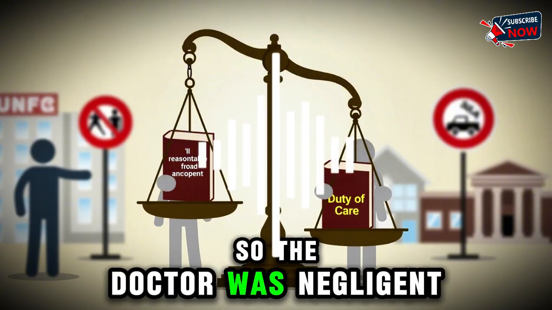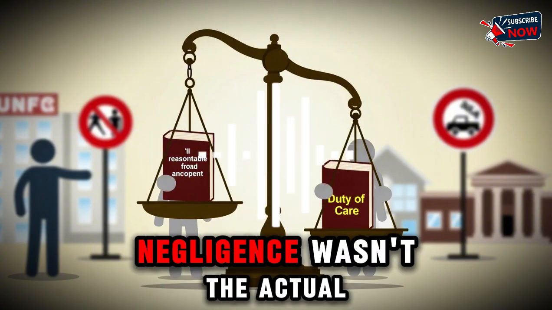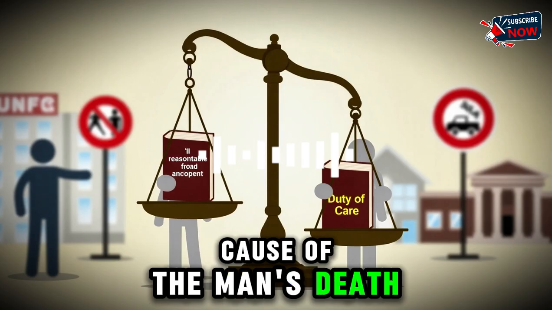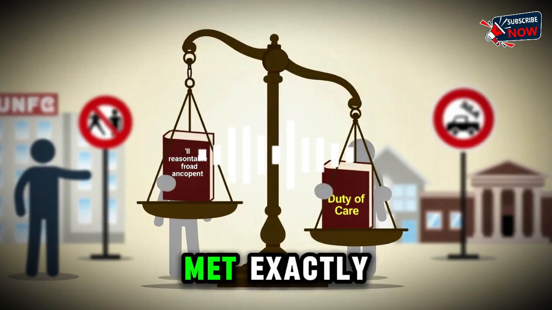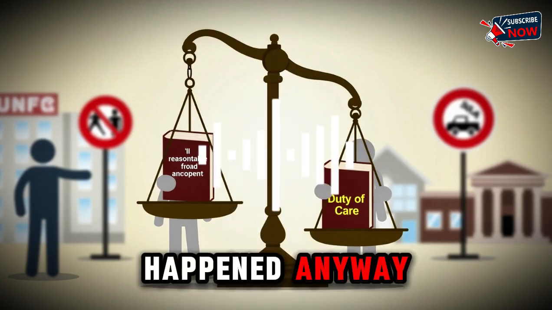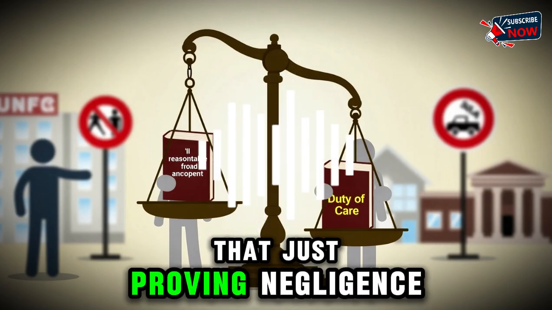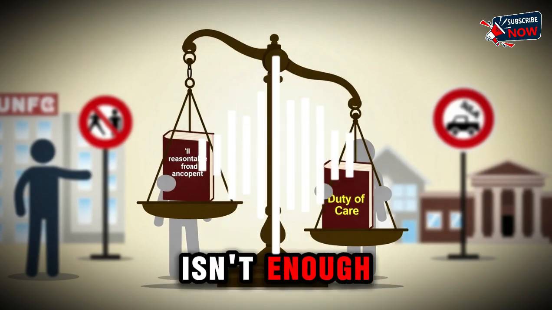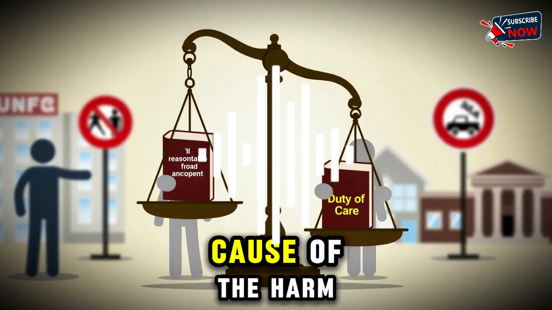So the doctor was negligent, but that negligence wasn't the actual cause of the man's death. That but-for test wasn't met. Exactly. The harm would have happened anyway. It's a good reminder that just proving negligence isn't enough. You have to prove it was the direct cause of the harm.